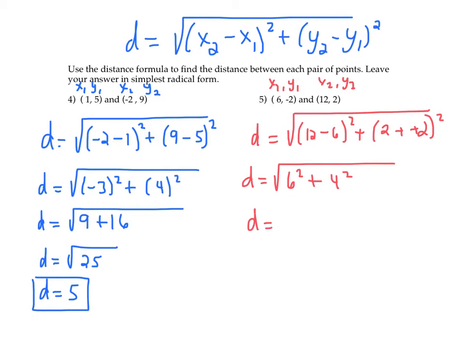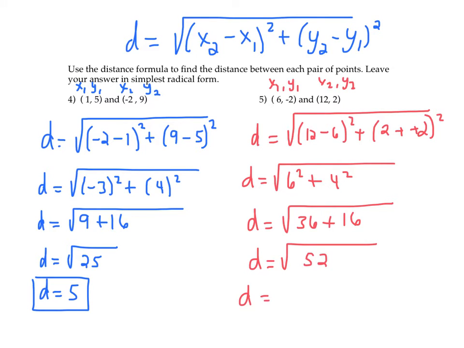So d equals square root of 36 plus 16. So d equals the square root of 52. And we're going to simplify that next. So factor the 52 into 4 times 13. And then 4 is our perfect square. Take the square root of 4 and we get 2 square root of 13. Final answer.